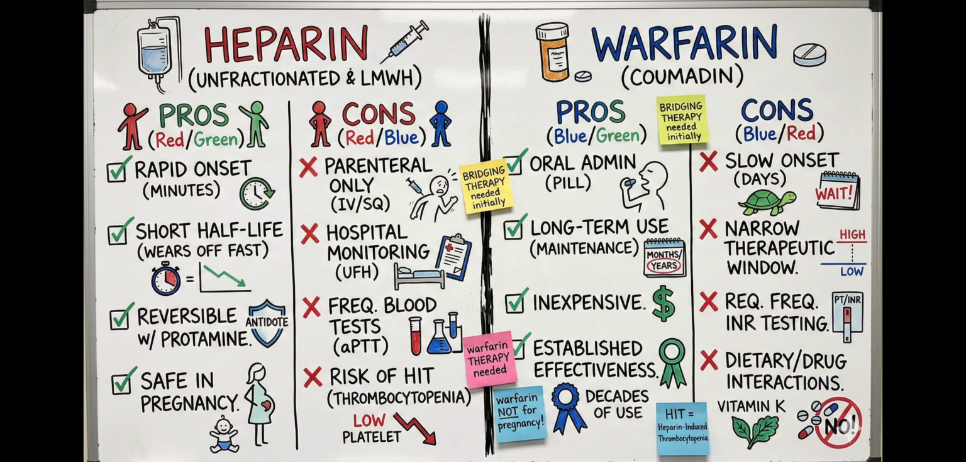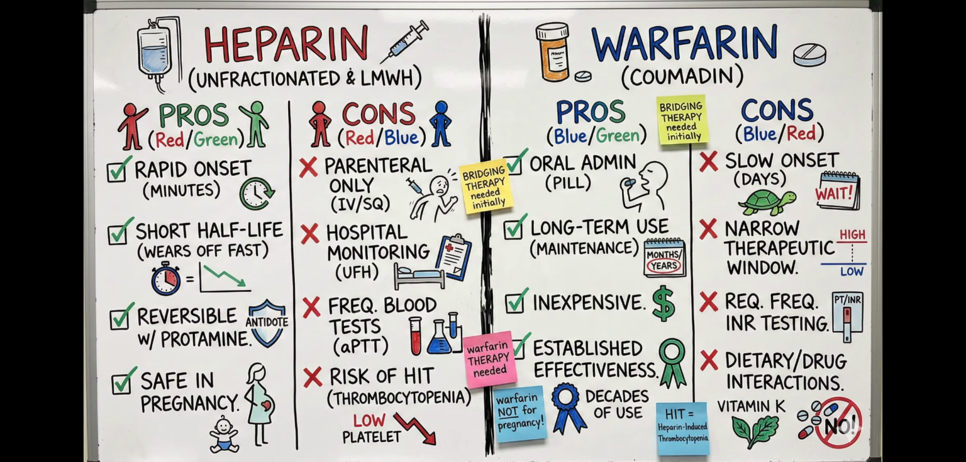So what are the cons or drawbacks with respect to heparin? It has to be given parenterally only, either through the intravenous or subcutaneous route, and hospital monitoring is required, especially in the case of unfractionated heparin, but monitoring is not that necessary in the case of low molecular weight heparin. It requires frequent blood tests; aPTT levels have to be checked, and there is a risk of HIT, that is heparin-induced thrombocytopenia, which is a low platelet count. So this is with respect to the pros and cons of heparin.